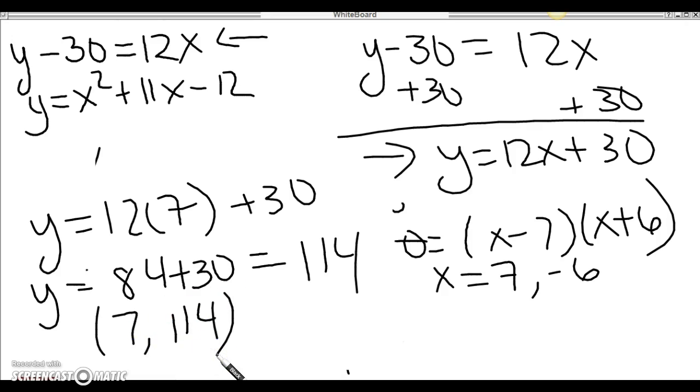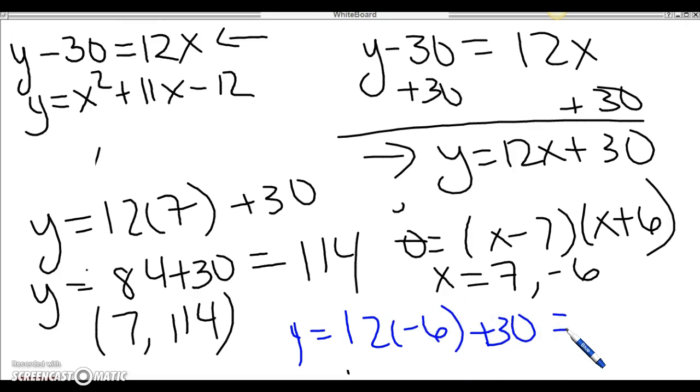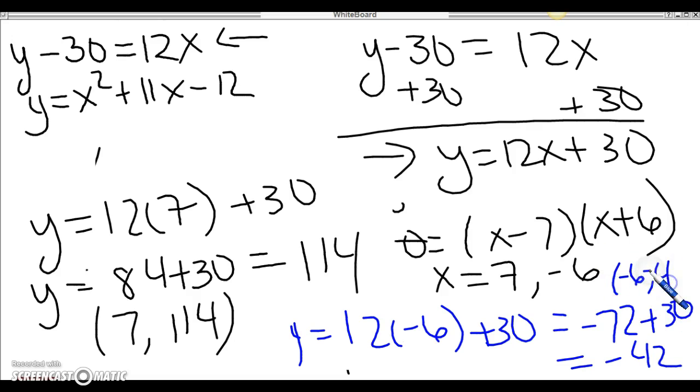And then the second one, I get y equals 12 times negative 6 plus 30. So that gives me negative 72 plus 30, which is negative 42. So that value will be negative 6, negative 42.